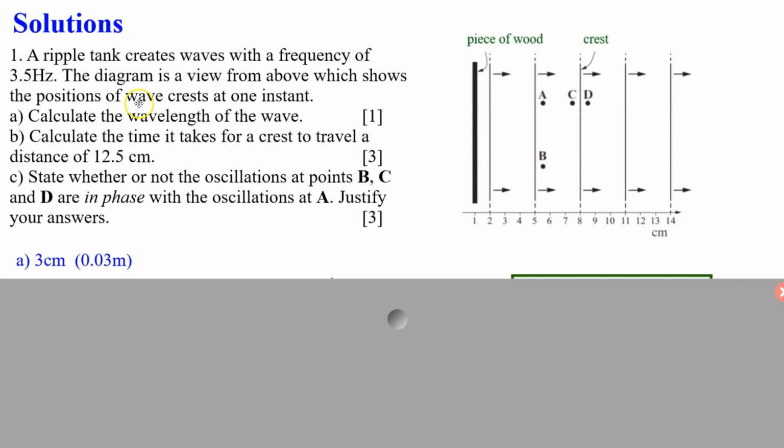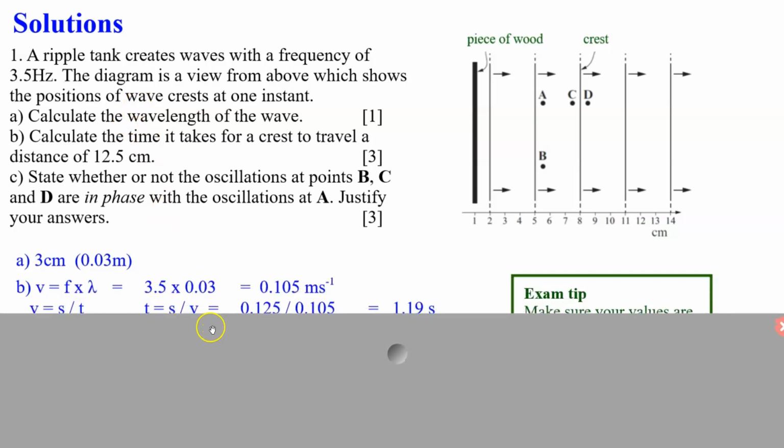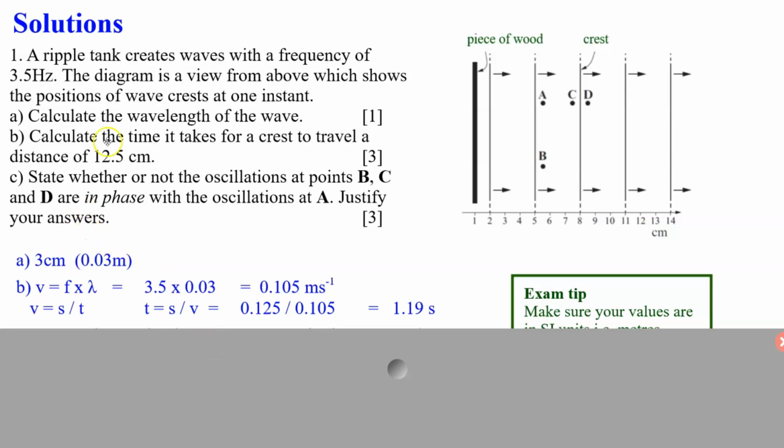Part B, calculate the time it takes for a crest to travel a distance of 12.5 centimeters. Right, well, we've worked out the wavelength and they've given us the frequency. So if you're ever struggling with a question, I suppose one approach is just to calculate something. What can you calculate? They've given us the frequency, they've asked us to find the wavelength, so we can find the velocity. So V or C is equal to F times lambda, and we can work out the velocity. If we know the velocity and we're given a distance, then we can use V equals S over T to make T the subject. So the distance or displacement travelled divided by the velocity will give you the time.